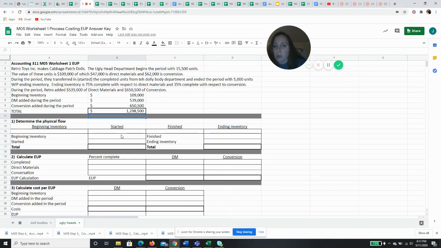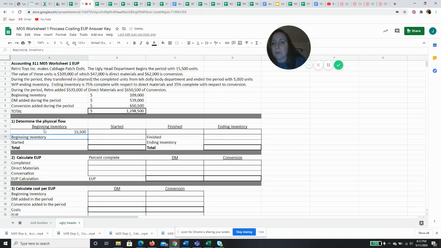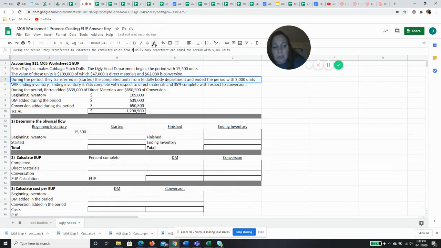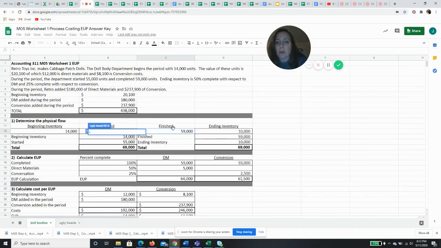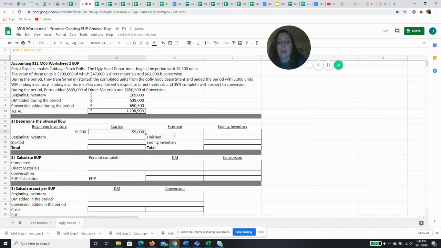So let's go to determining our physical flow. It says that we began the period with 15,500 units. So that's our beginning inventory. During the period we started the completed units from the doll body department. I'm going to fix the spelling here. Okay. So this one's a little tricky. You're glad you came and watched the video. So it's going to be our finished number of units from the doll body department, okay? So we finished them and we transferred them in so they became what we started in the ugly head department.